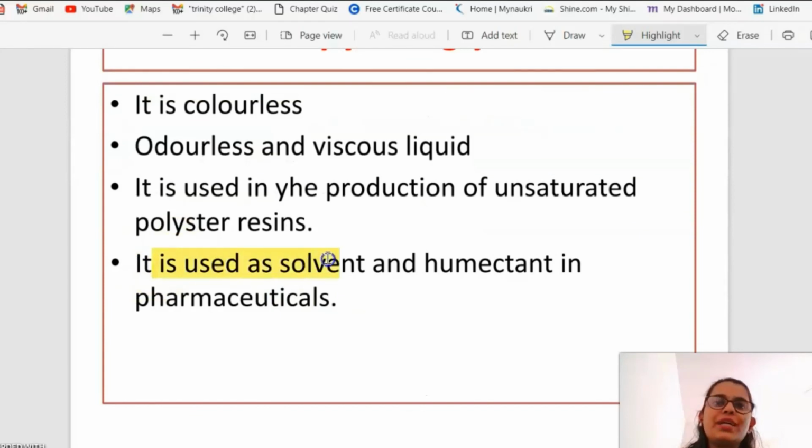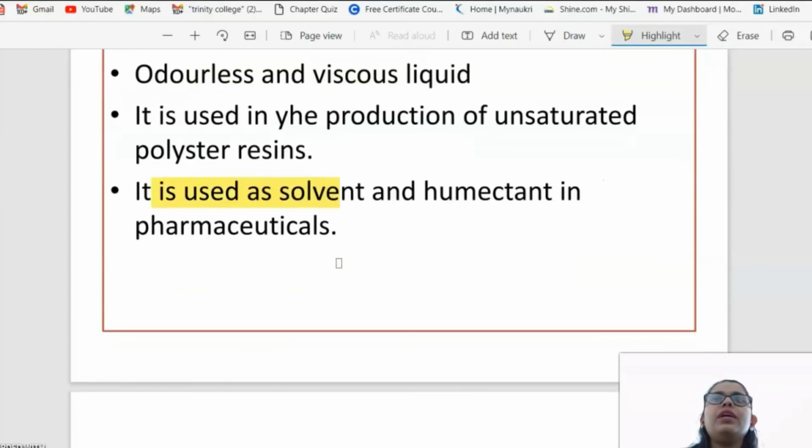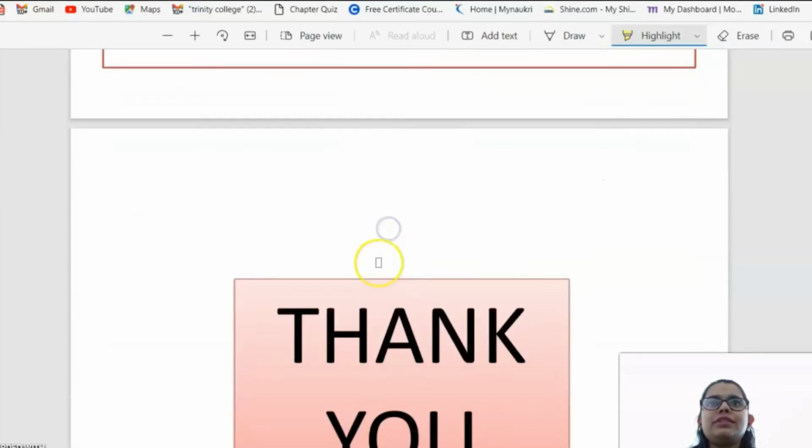Mostly it is used as a general solvent which you will find in your labs. Whenever you go to the lab, check the solvent. Mostly in the solvent cabinet or solvent rack you will find it. It is a very common solvent and humectant in pharmaceuticals.